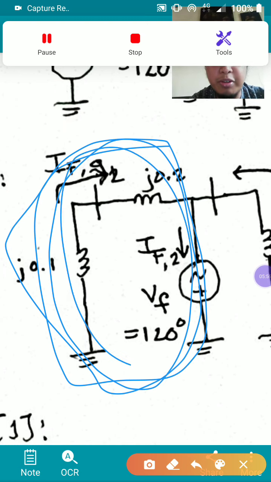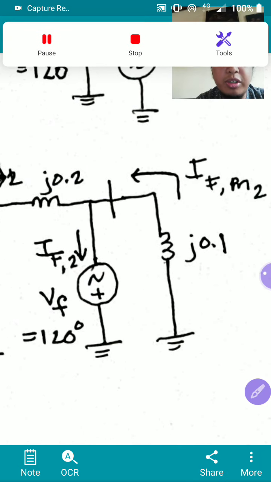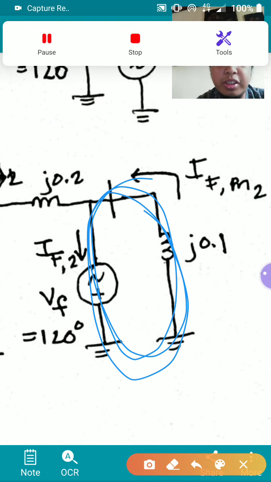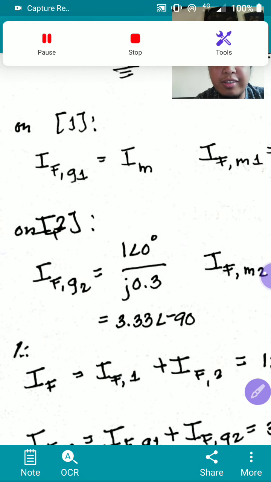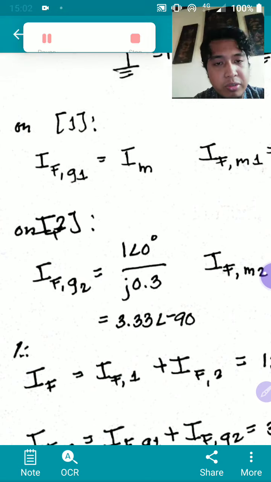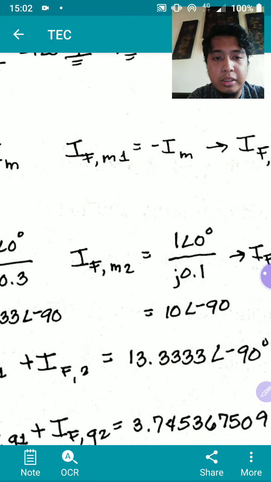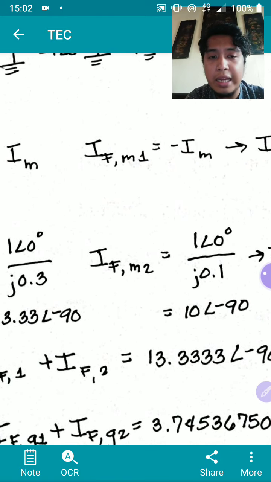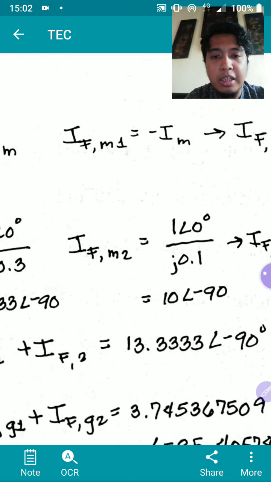Yeah, you can perform KVL here. This is a closed loop, and then you can get the fault current from G2. Same is for this closed loop, fault current from M2. So you get this. This is actually 1 angle 0 divided by 0.3j, and 1 angle 0 divided by 0.1j. So you get the fault current on 2 as negative j13.33.